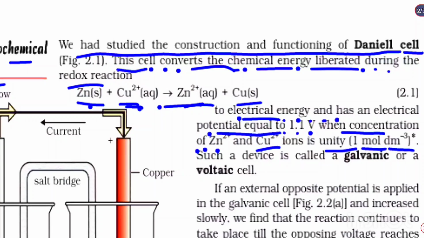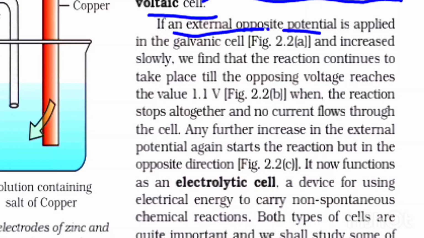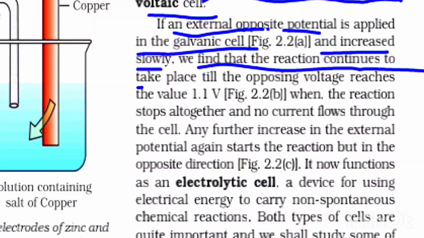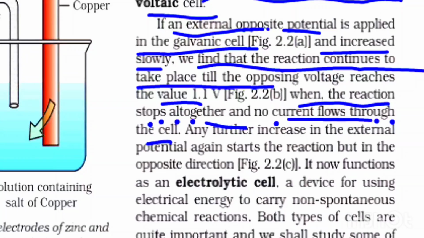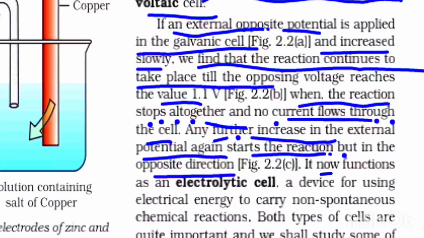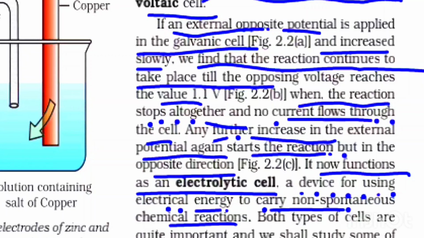When the concentration of zinc ion and copper ion is unity, 1 mole per decimeter cubed, and an external opposing potential is applied to the galvanic cell and increased slowly, we find that the reaction continues to take place till the opposing voltage reaches the value of 1.1 volt. When the reaction stops and no current flows through the cell, any further increase in external potential again starts the reaction but in the opposite direction. It now functions as an electrolytic cell, a device using electrical energy to carry out a non-spontaneous chemical reaction.